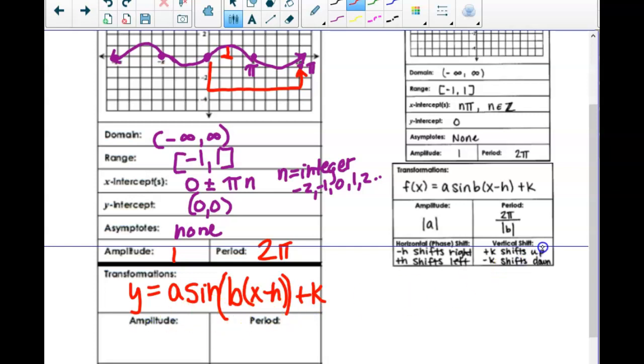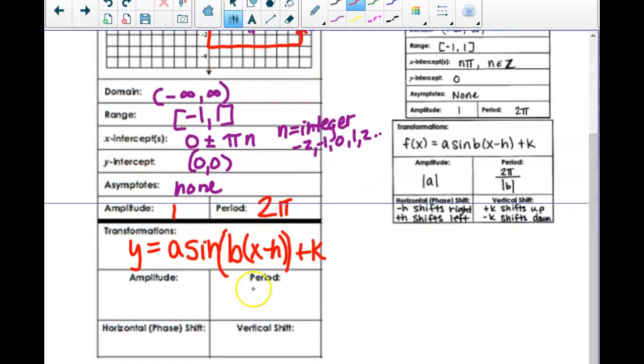The H shifts in this class in Trig are very tricky. Okay, amplitude is the absolute value of A, must be positive. Okay, the period is 2 pi divided by B, and B is never going to be negative for me, so you don't have to worry about that one. The horizontal shifts are going to be plus or minus H, and plus or minus K. And since we're not really doing those today, I'm not going to write all this crazy left, right, up, down. We'll do that later, okay?